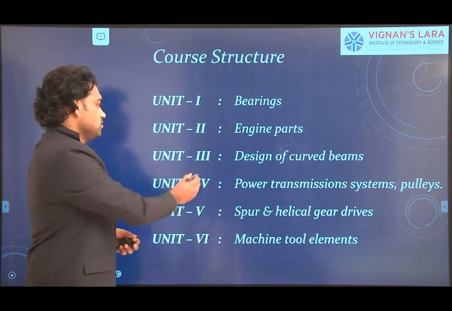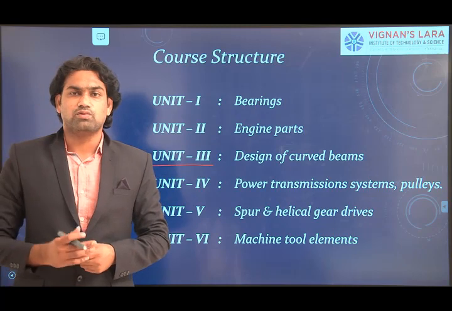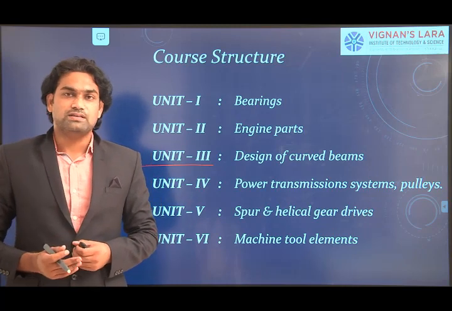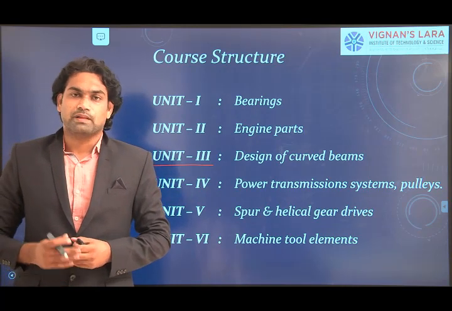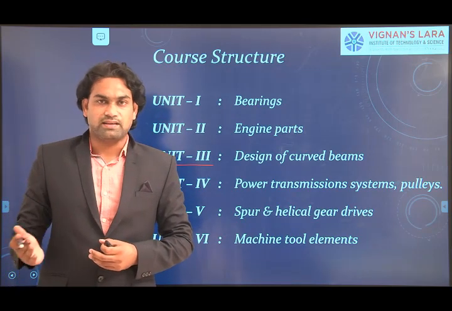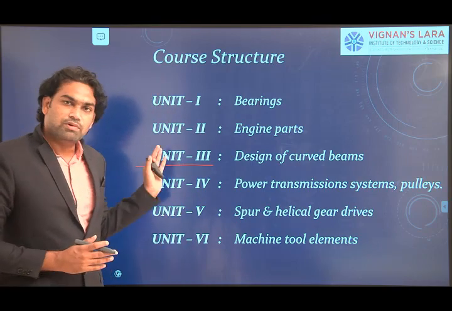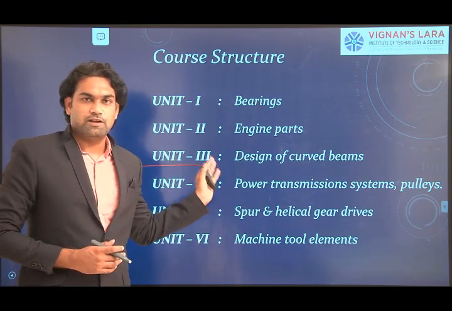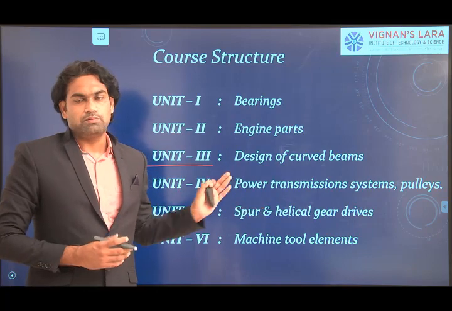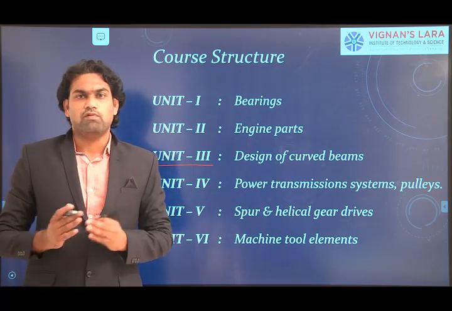To satisfy the course objectives, the course consists of 6 units. Unit 1 is bearings, and unit 2 is IC engine components such as cylinder, piston, connecting rod, and crankshaft, restricting to the main components. Unit 3 is the design of curved beams, which is up to Mid 1. For Mid 2, there are again 3 units: units 4, 5, and 6.